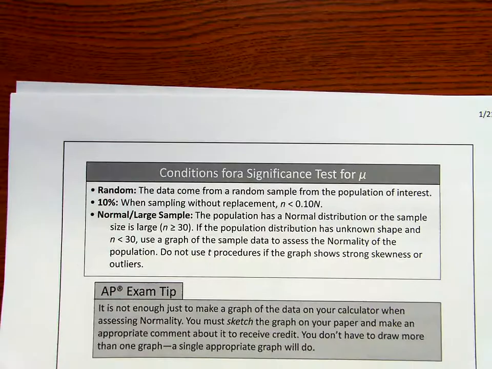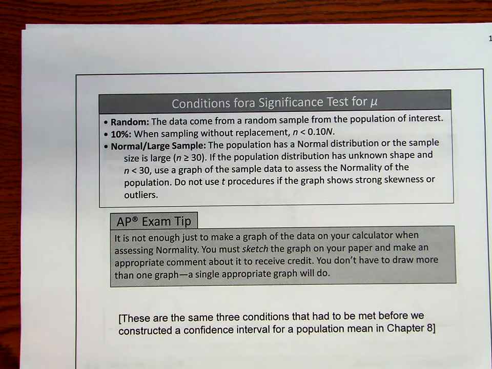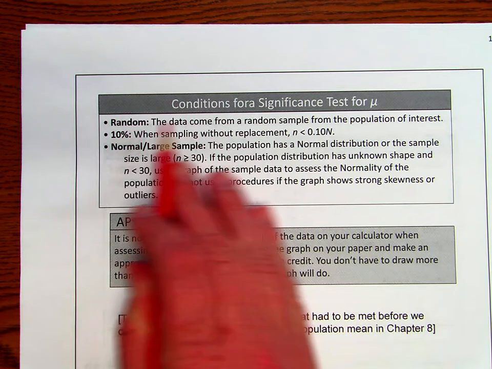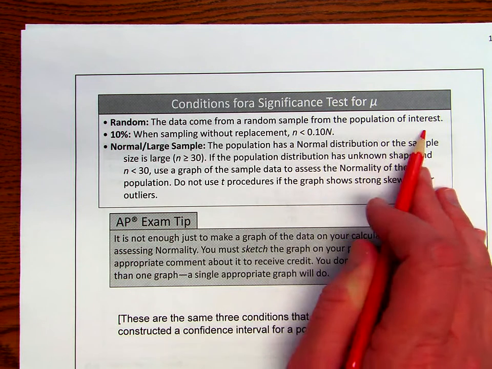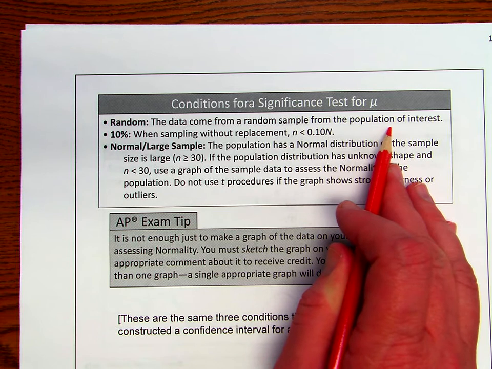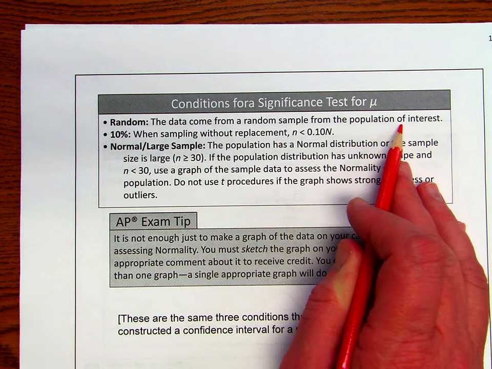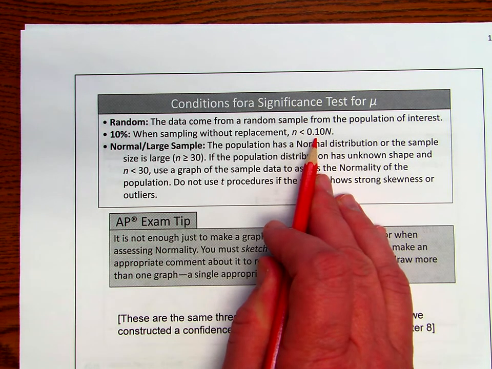When you're doing significance tests for means, you're looking for random. The data needs to come from a random sample from the population of interest, or it could come from randomization in an experiment, randomization of the treatment groups. Sampling without replacement: the 10% check.